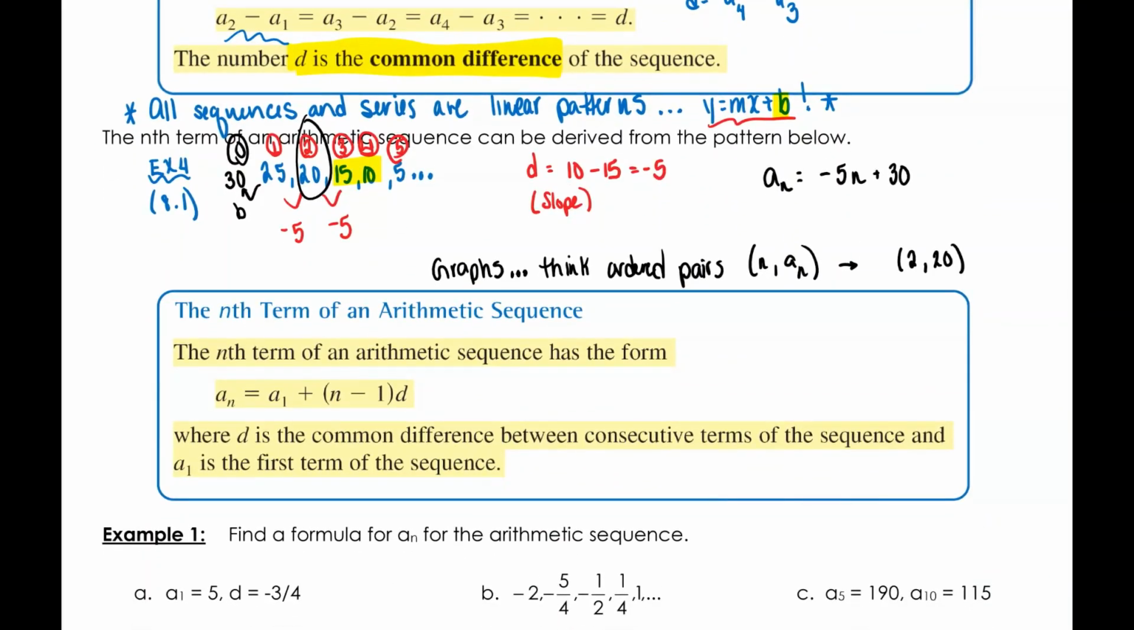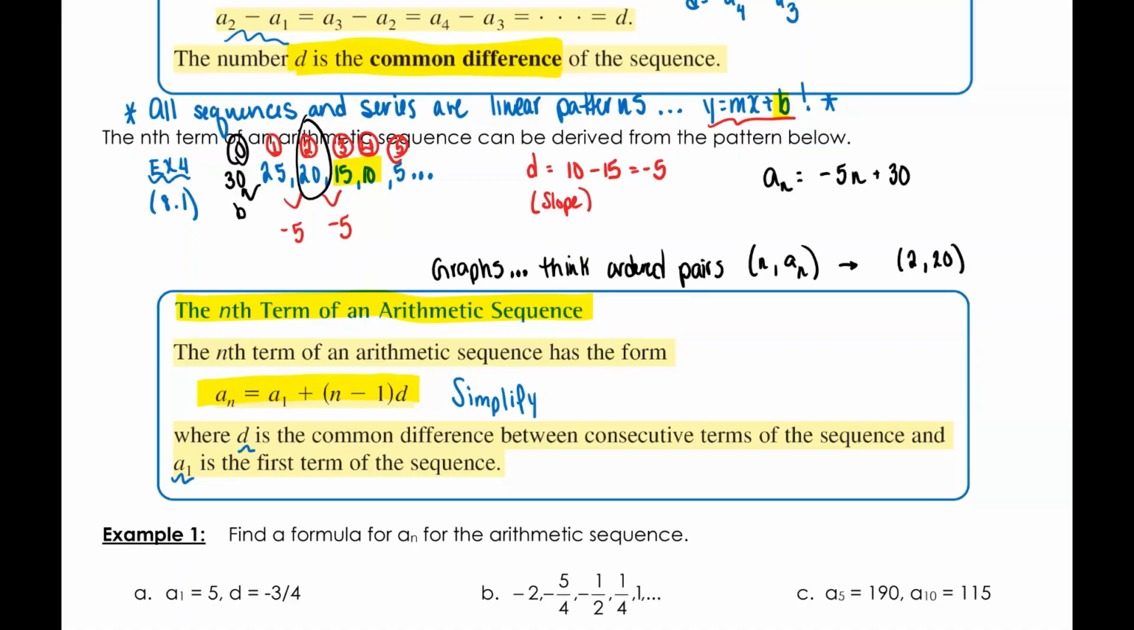Now, in general, how do we find the nth term for an arithmetic sequence? We can use this formula: a sub n equals a sub 1 plus quantity n minus 1 times d. But you always need to simplify this. Again, d is the common difference between consecutive terms, and a sub 1 is the first term of the sequence.